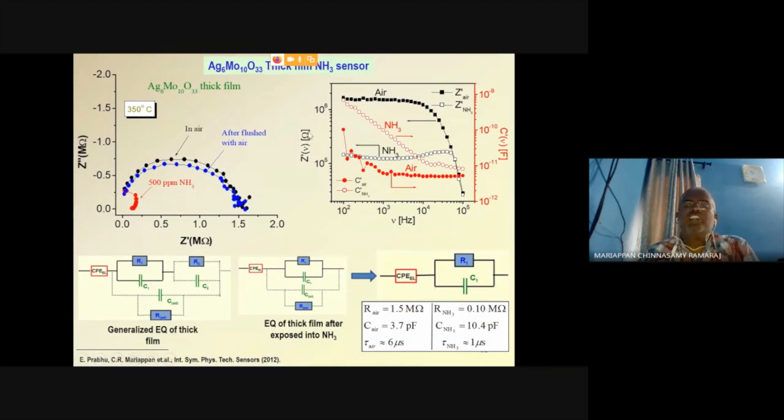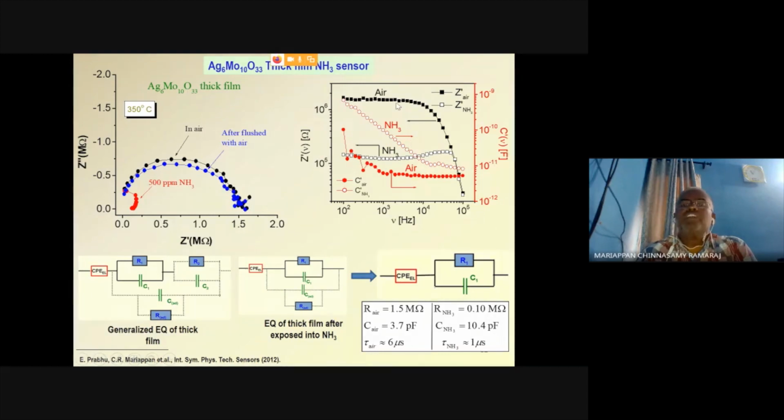And if you look at this spectroscopic plot, we call this a spectroscopic impedance plot. This is in the presence of air, with respect to frequency. In the presence of ammonia, you see here that resistance comes down. And if you look at the capacitance or dielectric constant, this is in the presence of air, and in the presence of ammonia, you see here the changing dielectric constant or capacitance.